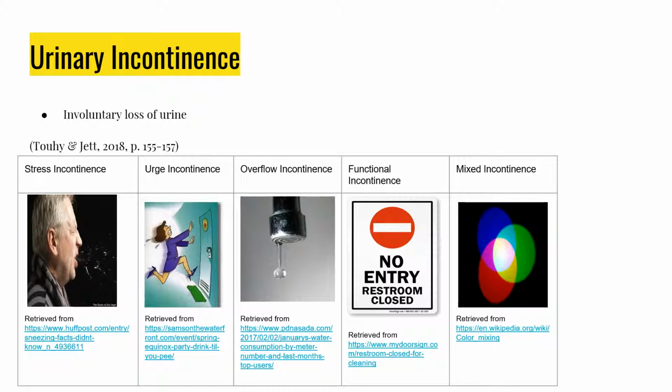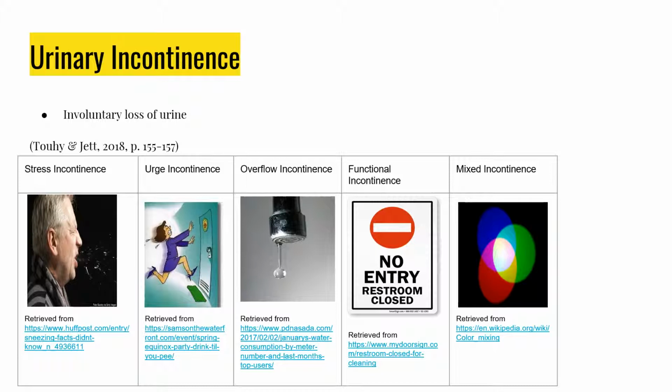Urinary incontinence is caused by loss of bladder control. And there are 5 different types of incontinence, and I left a nice little visual aid for y'all as a method of assistance to help remember which type of incontinence is which. So we have stress incontinence. This is the loss of a small amount of urine with activities that increase intra-abdominal pressure. And that includes coughing, sneezing, or even exercising.